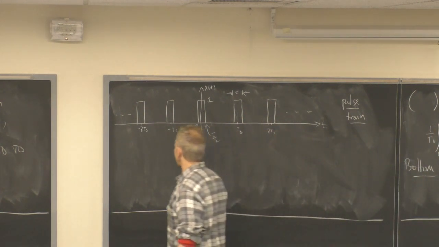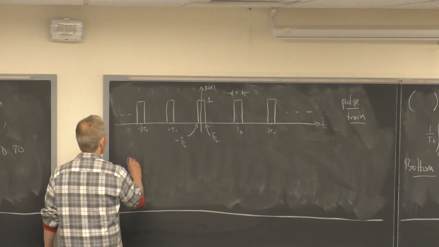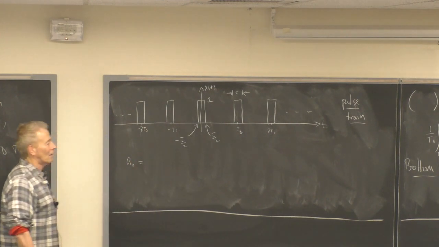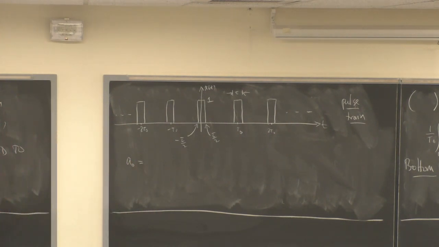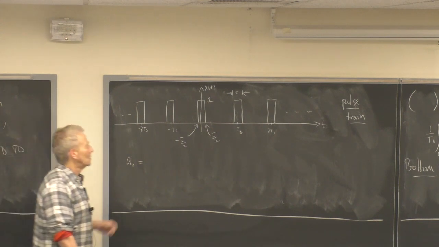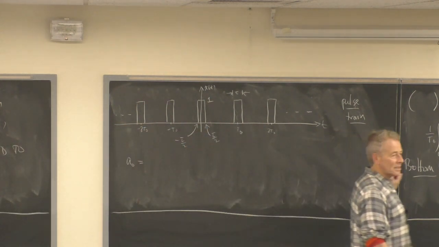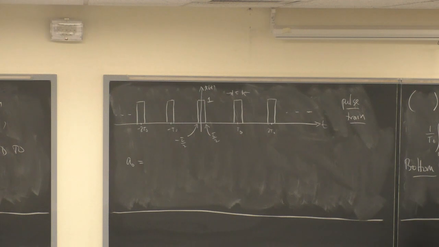First off, what is its A0? Now, without doing any integrals at all, you know that A0 is the DC value or bias of this signal, right? So what is the DC value of a pulse train with period T0 where the pulses have width tau? Is it, I want to say tau over T0. You're right. You're exactly right.